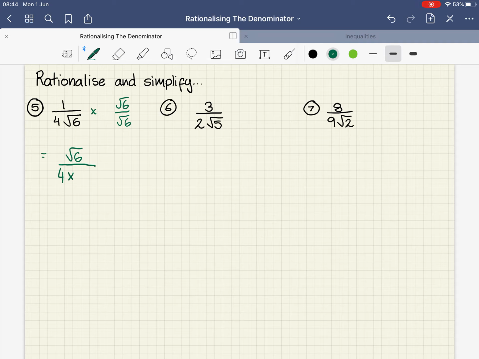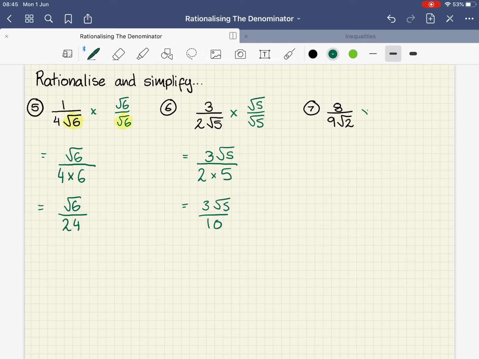And then root 6 times root 6 is just 6. So I'm now going to have root 6 over 24. So again, the only thing which I'm multiplying by that root 6 really at the bottom is that root 6 in order to get rid of it. Okay, so next one we're going to multiply top and bottom by root 5. So on the top there I'm going to have 3 root 5 over 2 times, then root 5 times root 5 is just 5. So I'm going to have 3 root 5 over 10.